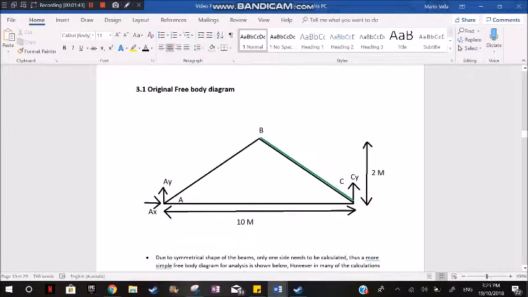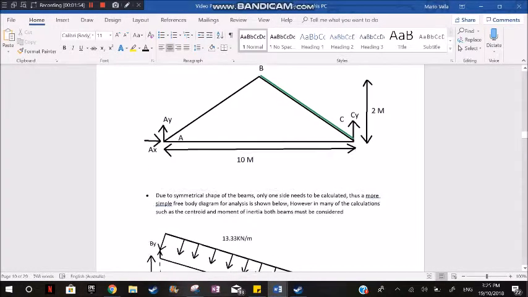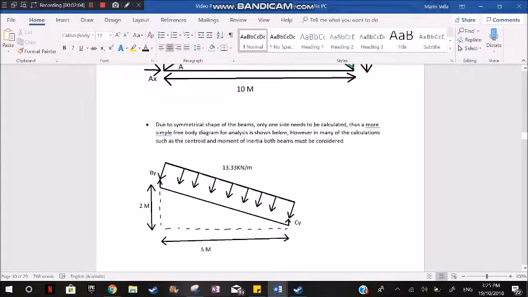So here's a drawing of my overall free body diagram on the roof, and for the uniformly distributed force. And you can tell, due to the symmetrical shape of the beams, only one side needs to be calculated for the first part of it. So I drew a more simple diagram just like this. You can see the uniform 13.33 kilonewton force on the one side of the roof.